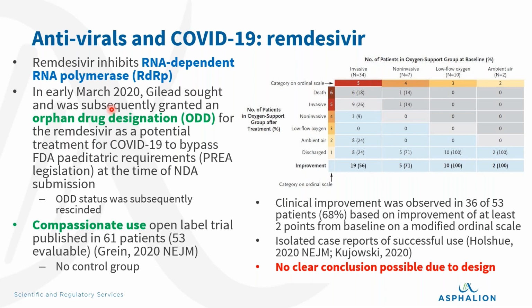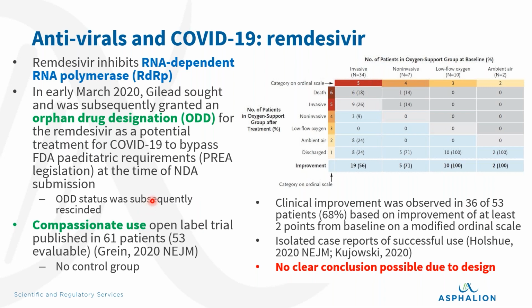The PREA legislation basically obliges you to perform pediatric trials by the time of marketing authorization. But Gilead obviously didn't want to do that, so they got the orphan drug designation to try and bypass that, because orphan drugs are exempt from the PREA legislation. However, due to some backlash or perhaps other reasons, they actually rescinded the orphan designation for that compound. One of the reasons they stated was that even though this legislation still applies, they should still be able to get accelerated assessment of this compound if it does prove to be safe and effective for COVID-19.